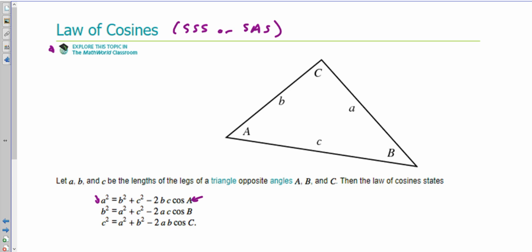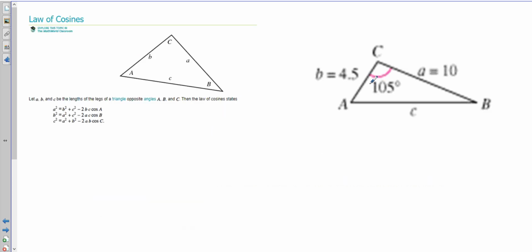All right, without further ado, let's try some problems. Here we have a triangle with an obtuse angle, and once again we have side, angle, side: a side, the angle between, and another side. We want to solve the triangle, which means we want to find all the remaining sides and angles. So we want to find the side length C, the measure of angle A, and the measure of angle B.